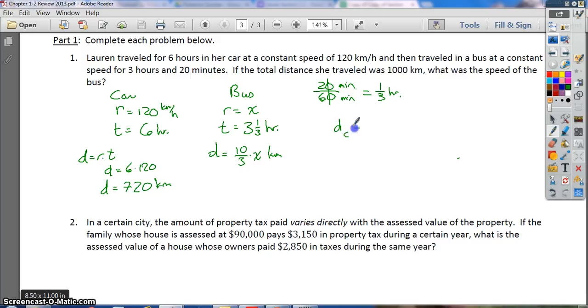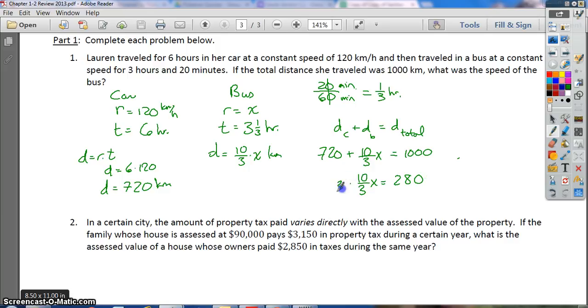The distance the car traveled plus the distance that the bus traveled would be equal to your total distance. Okay? So the distance the car traveled was 720. The distance the bus traveled will be 10/3 times x. And the distance total was 1,000 kilometers. If I subtract 720 over, I will be left with 280.